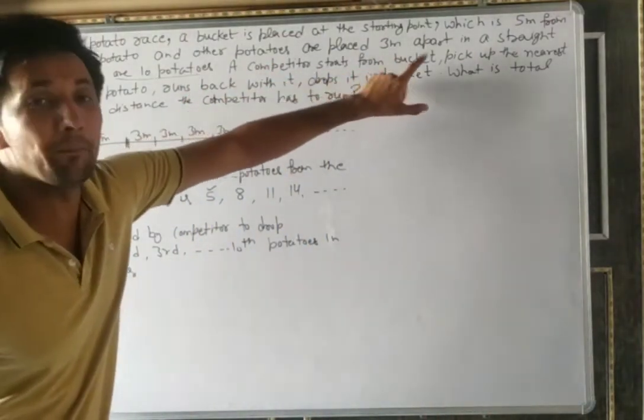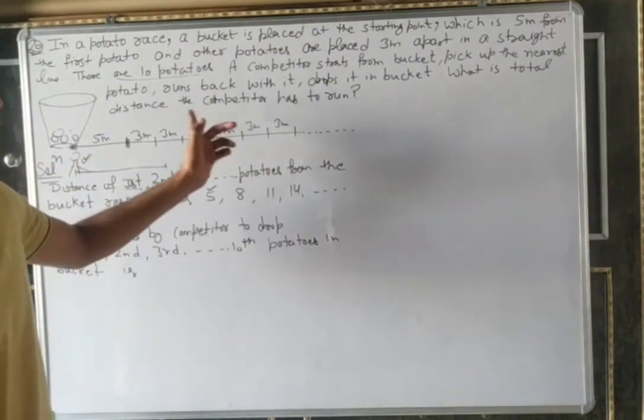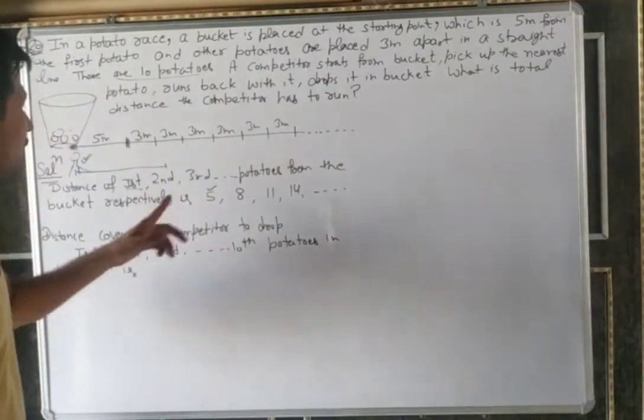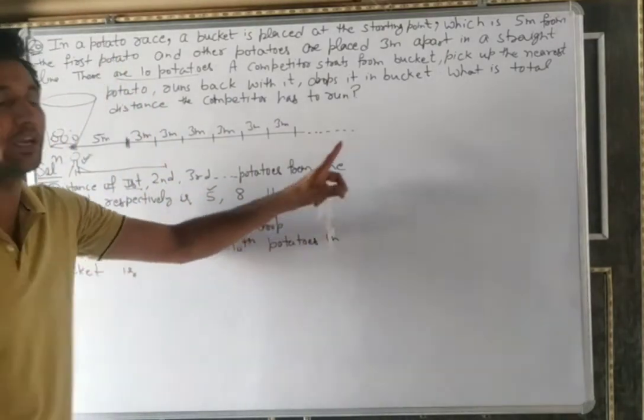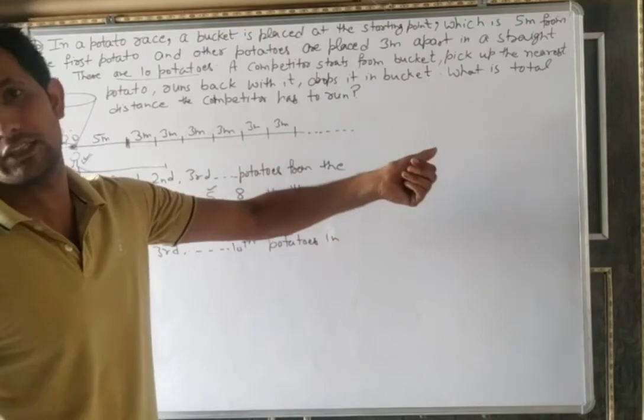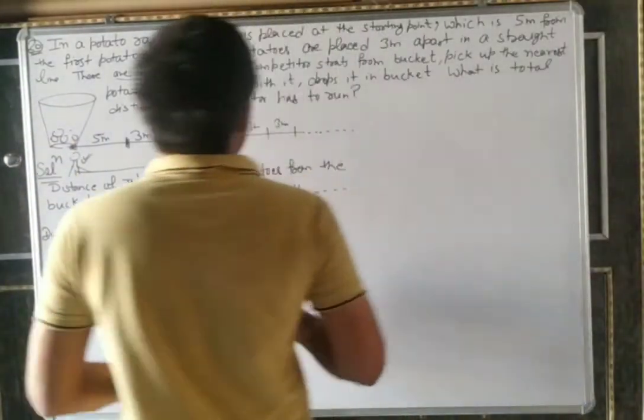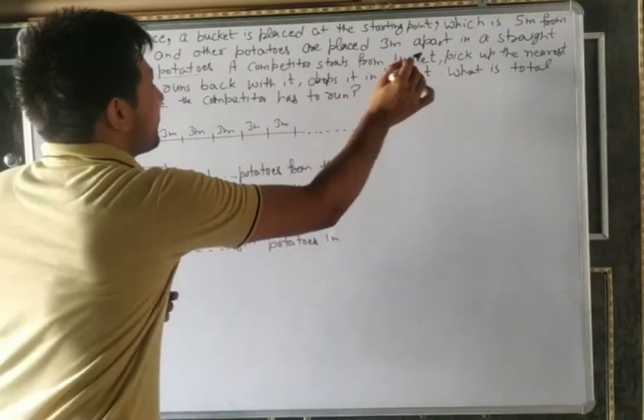The competitor starts from the bucket. So now we have to find how much distance is covered by the competitor. You will say, sir, 5 plus 8 plus 11 plus 14 and so on up to the 10th term is our answer. No dear. Look at what is given. A competitor starts from here.